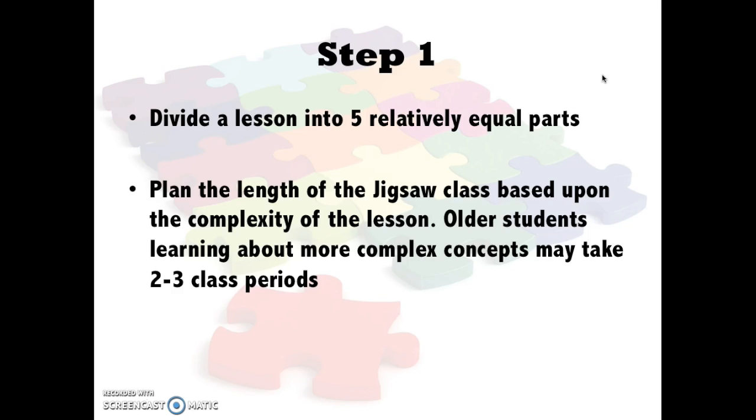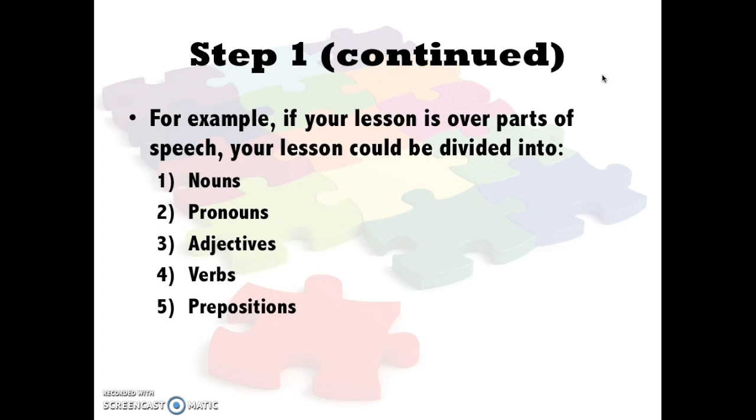Also plan the length of your Jigsaw classroom based upon the complexity of the lesson. Older students learning about more complex concepts could take up to 2 or 3 class periods. Younger students or students researching less complex concepts could be done easily in 1 class period. So for example, in an elementary English classroom, we're learning about parts of speech. So I could divide my lesson into nouns, pronouns, adjectives, verbs, and prepositions, and number them off as so.